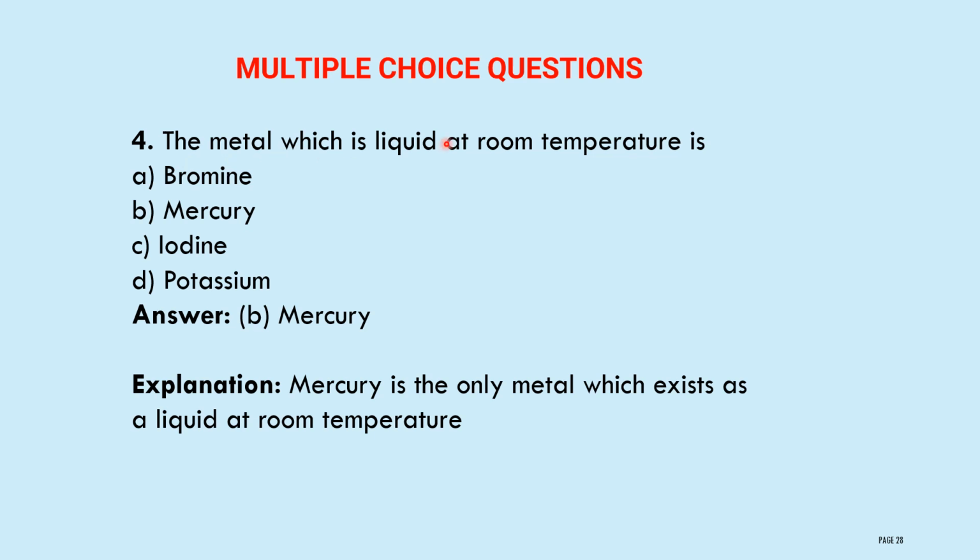The metal which is liquid at room temperature is: option A bromine, option B mercury, option C iodine, option D potassium. The correct answer is mercury. Mercury is the only metal which exists as a liquid at room temperature.